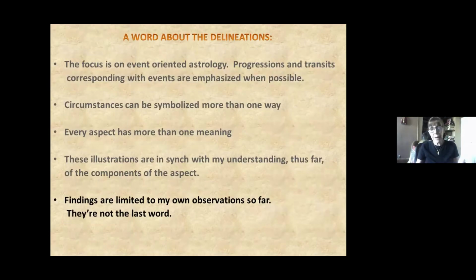Now, a word about delineations. We are going to be focused on event-oriented astrology. And I use progressions and transits that correspond with the event whenever possible, because in all candor, these delineations came out of my head. So I need to objectify what I've done here with progressions and transits. It's always important to remember, especially when looking at my work, that circumstances can be symbolized in more than one way, that every aspect has more than one meaning, that these illustrations are in sync with my understanding so far of the components of the aspect, and that the findings are limited to my observations. They are not the last word.